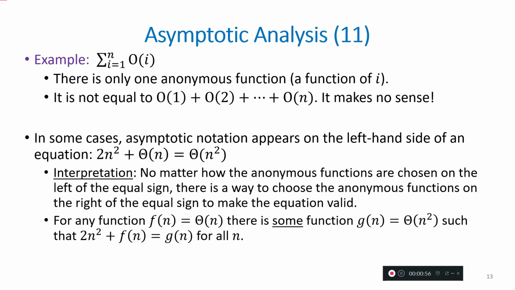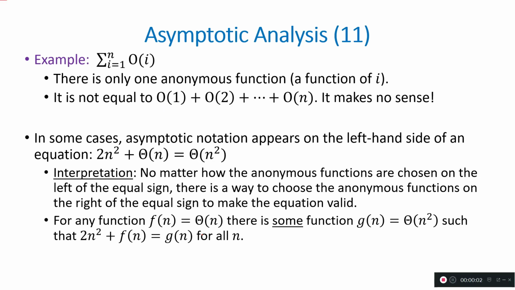The asymptotic notations that appear in equations or expressions are considered as anonymous functions that abstract the details of the lower order terms. For example, this summation expression contains one anonymous function, which is a function of i, and it is not the same as saying big O of 1 plus big O of 2 until big O of n, as it cannot be interpreted logically.